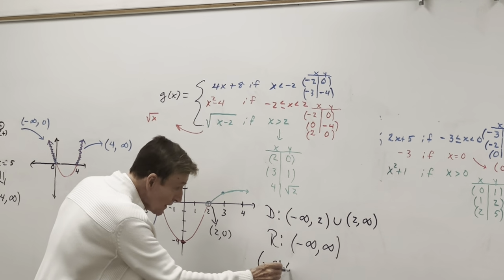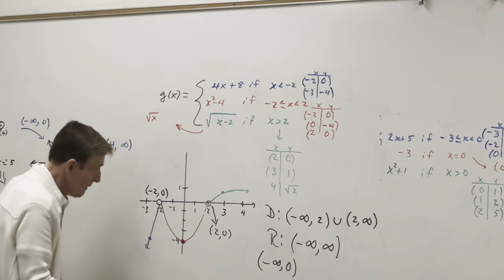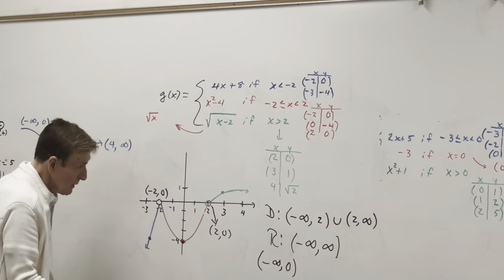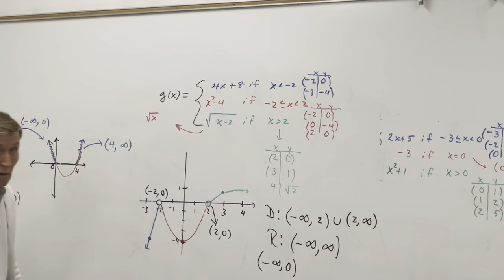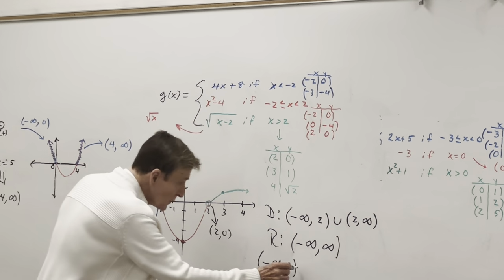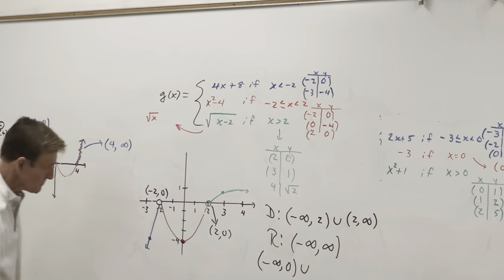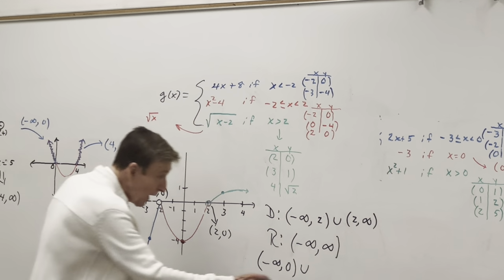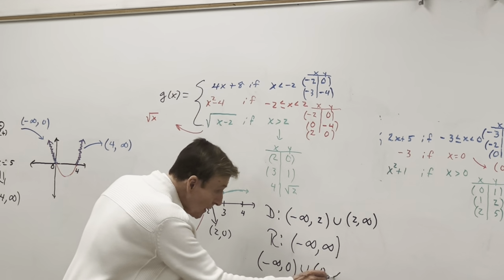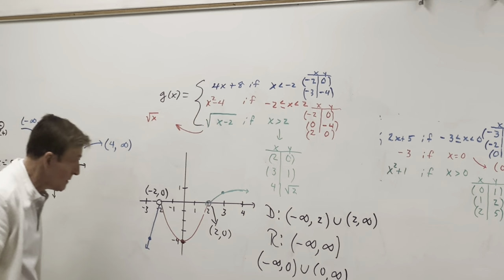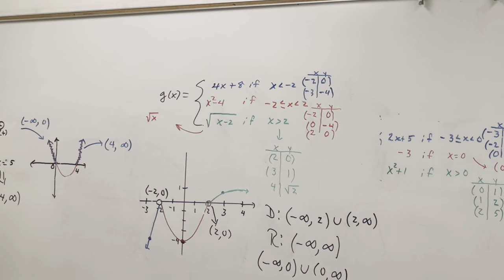But look at the range. Okay, and union. Anything else? Union. What else? Parentheses 0 to infinity. So from there on, you're saying this. You guys agree?